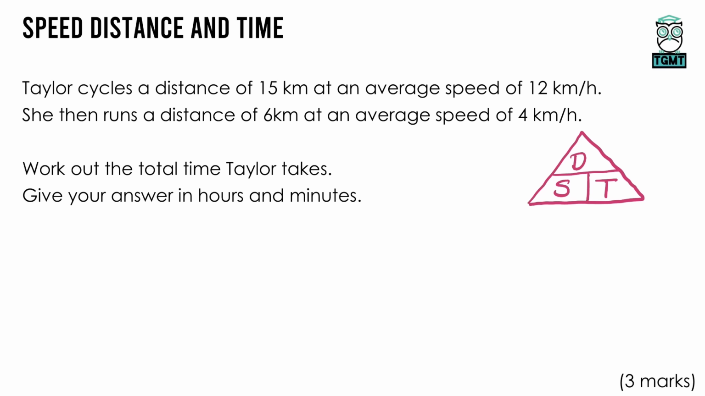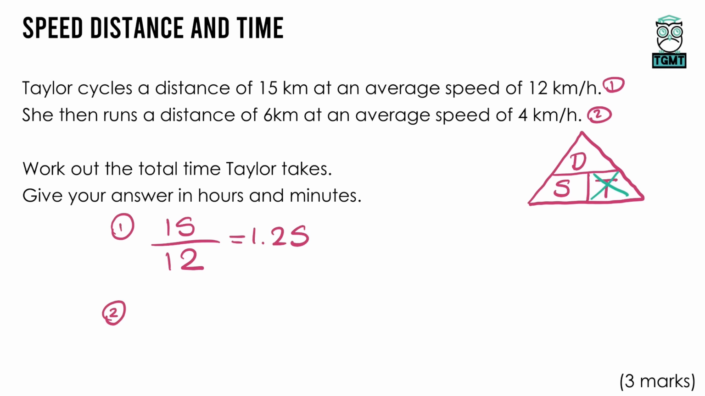But here we're going to be working out a time. So if we're working out a time, it's distance divided by speed. So here, in the first instance, let's label this number 1 for this first one, and then we'll deal with number 2. So for number 1, we have a distance of 15 and a speed of 12. And if we do 15 divided by 12, we get 1.25. And we'll come back to that in just a moment. For the second part of the journey, we have a distance of 6 and a speed of 4. And if we work that out, 6 divided by 4 gives us 1.5.